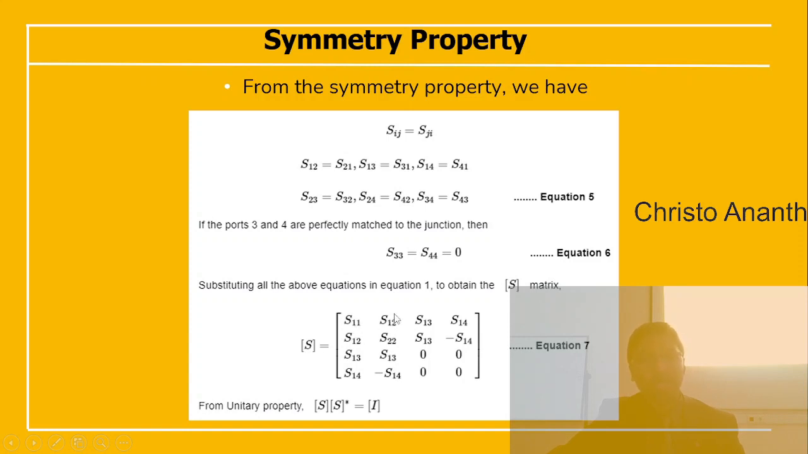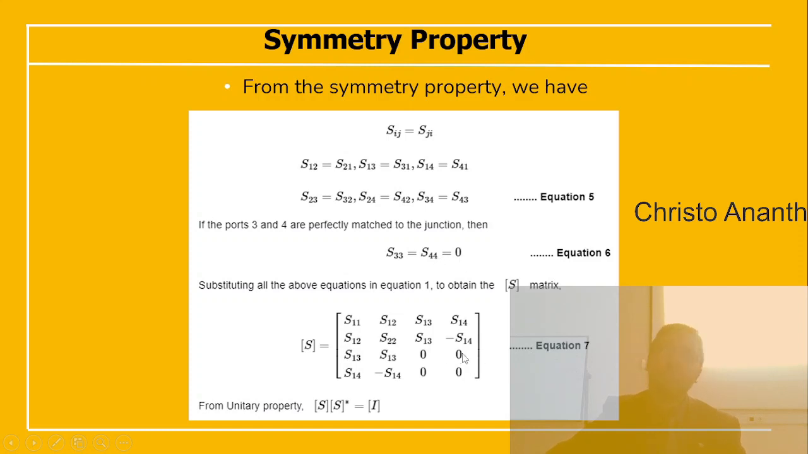S11, S12, S13, S14. S21 is the same as S12 by the symmetry property. S22. S23 is the same as S13, we already discussed. S24 is 180 degrees out of phase, so it is minus S14. Then S31 is the same as S13, S32 is the same as S13. S33 is 0.